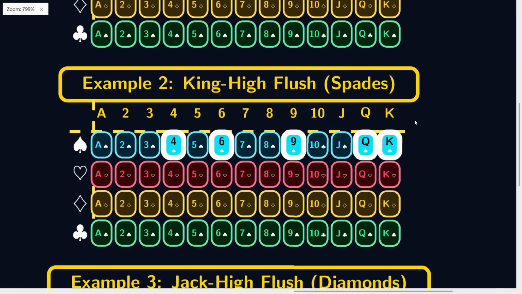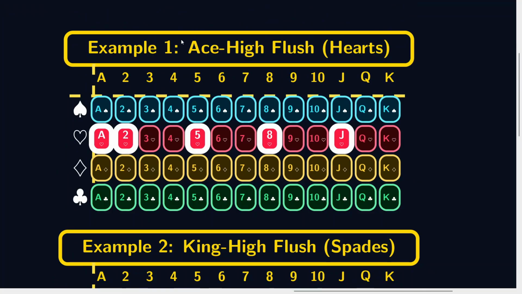The first example is an ace-high flush of hearts. All 5 dots sit in the hearts row, the second row of the grid. The highlighted columns are ace, jack, 8, 5, and 2. Look at those column choices. Ace, jack, 8, 5, 2. They are not consecutive. There are gaps between them, but they all sit perfectly flat in the hearts row. 5 hearts, 5 different ranks, no sequential pattern.